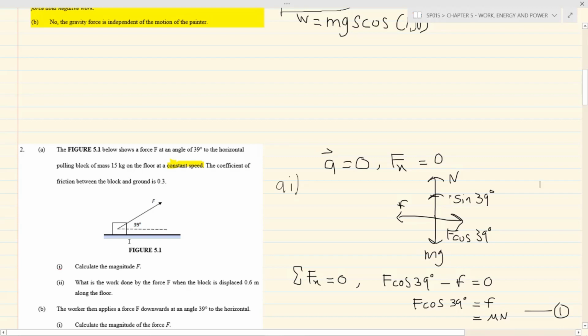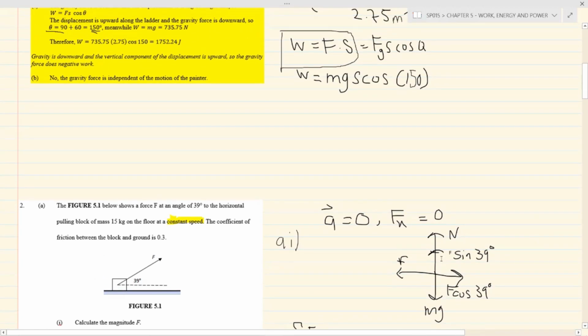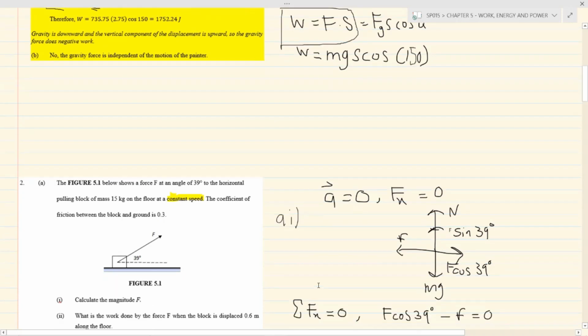Again, for any type of question involving force, you need to do a free body diagram. So what I did here, I did the free body diagram for you guys. Okay, so in the free body diagram again, there is a force upwards, F sin theta. We have F here, so we can resolve it into Y and X. And also we have normal, weight downward, and also friction moving to the left.